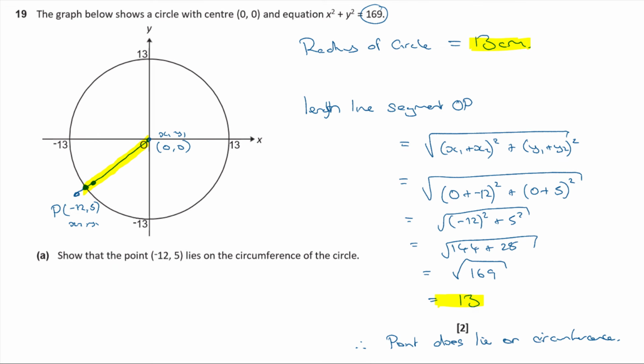Okay, sometimes the questions say prove that it lies inside the circle, in which case you'd have to show it's less than the radius. Sometimes it says prove that the point lies outside the circle. Sometimes it says prove that the point lies on the circumference. They're all variants of the same question. You just find the length of the line and compare it to the radius.